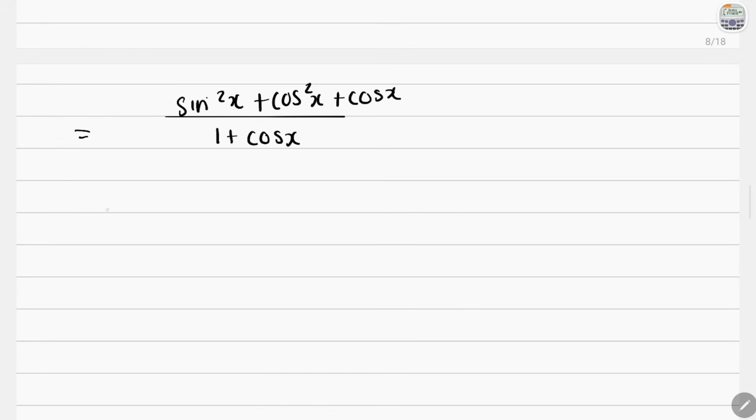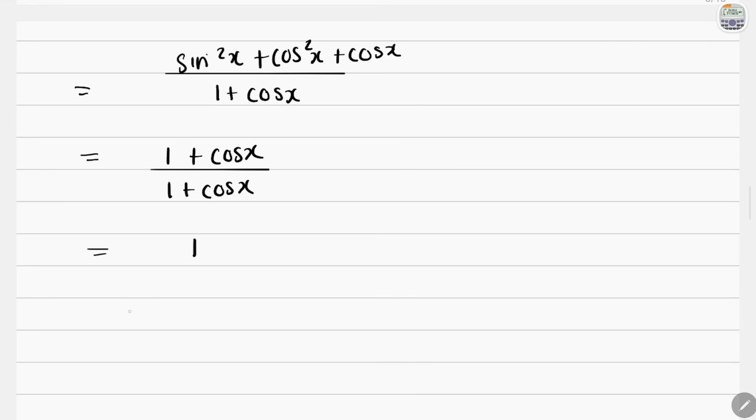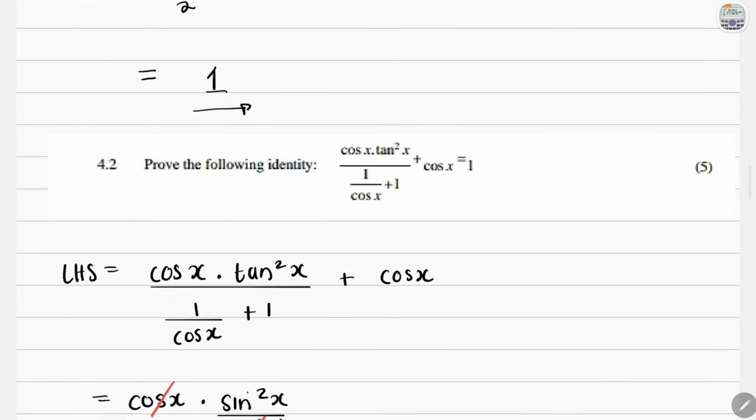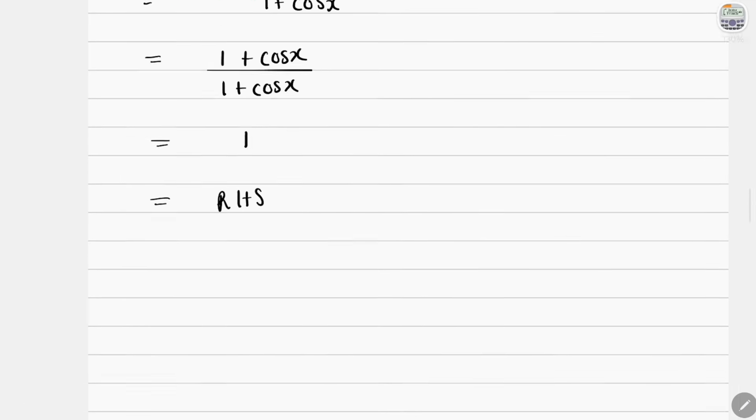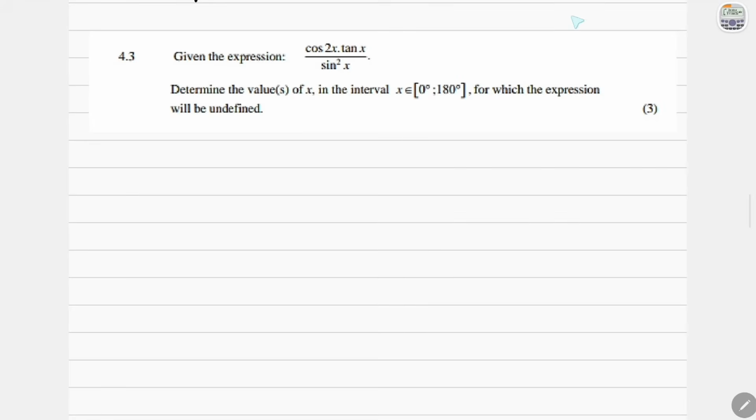Okay, so this is where everything happens. So sine squared x plus cos squared x is the identity for 1, and then that's plus cos x, and the denominator is just 1 plus cos x. And so you can see same thing divided by the same thing is equal to 1, which is indeed the right hand side. And there we go, we have proven this identity. Moving on to the next question.